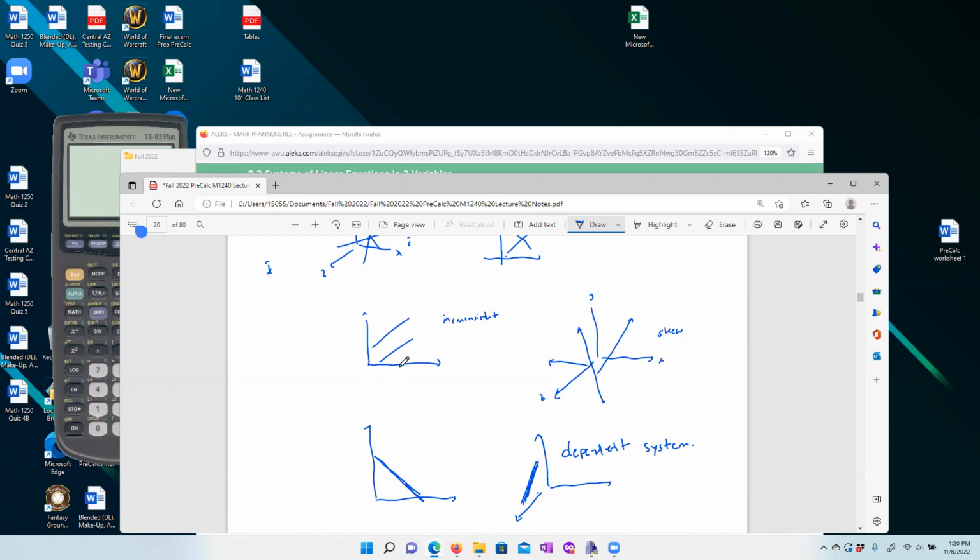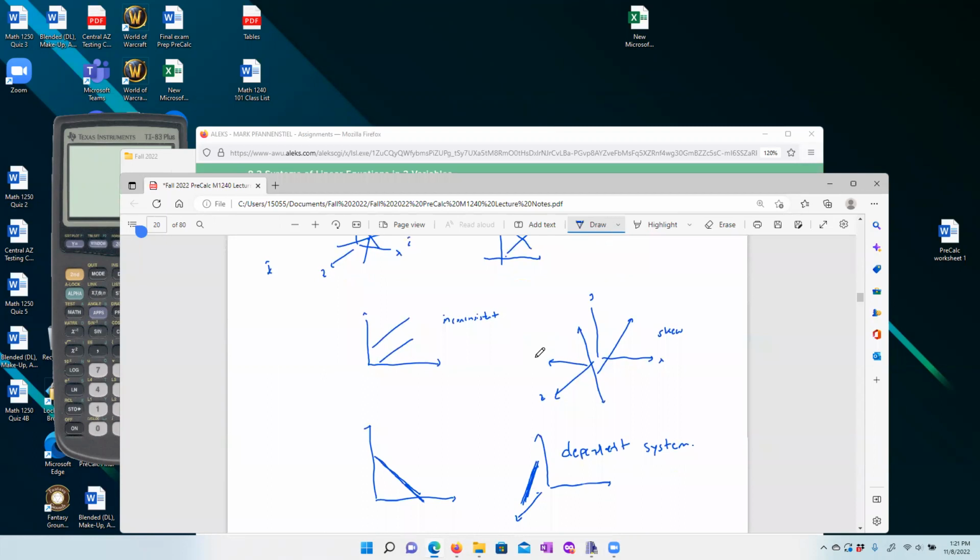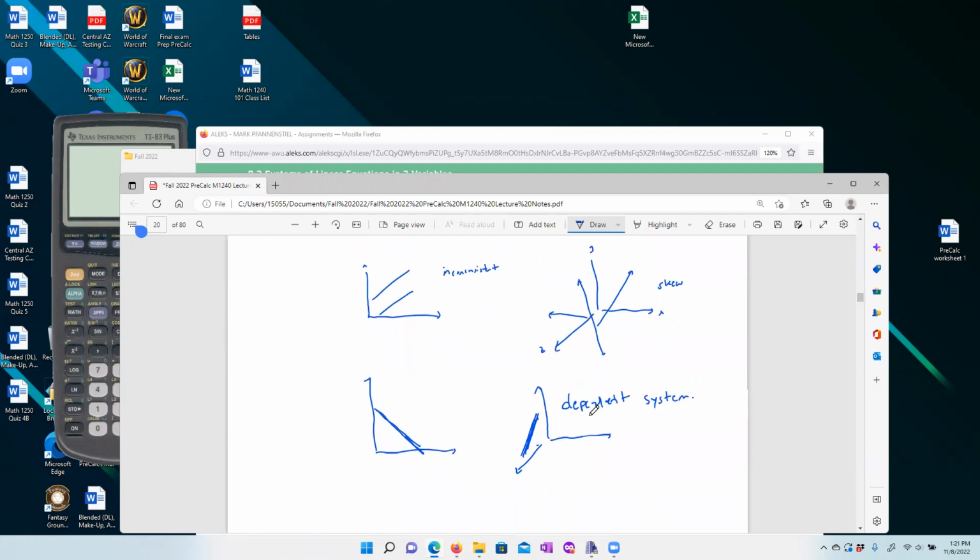Those are pretty much your possibilities here. You can have one solution, where the lines intersect at a point. We could have no solutions, where they're skew, effectively parallel to each other. Or we can get a dependent system, where we have a lot of solutions.